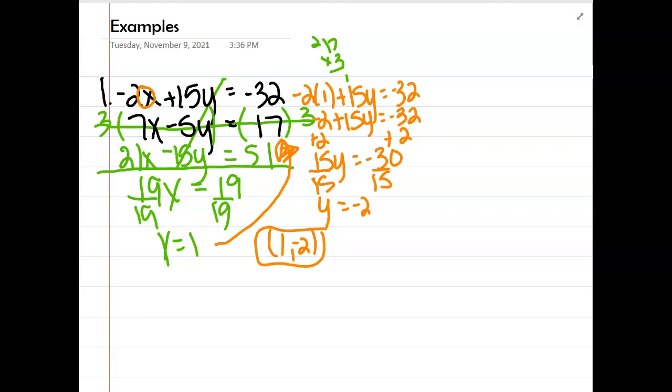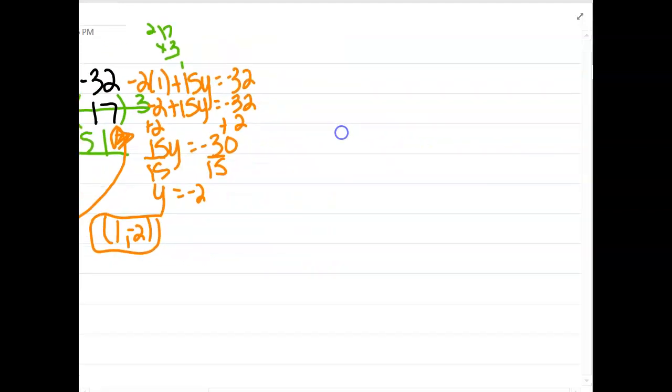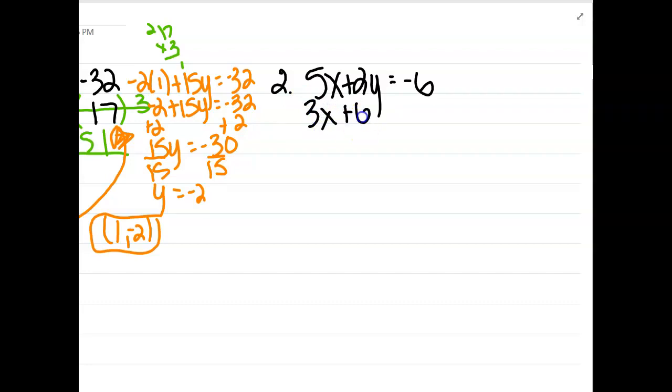Questions on number 1? Okay, number 2. 5x plus 2y equals negative 6, and 3x plus 6y equals 6.